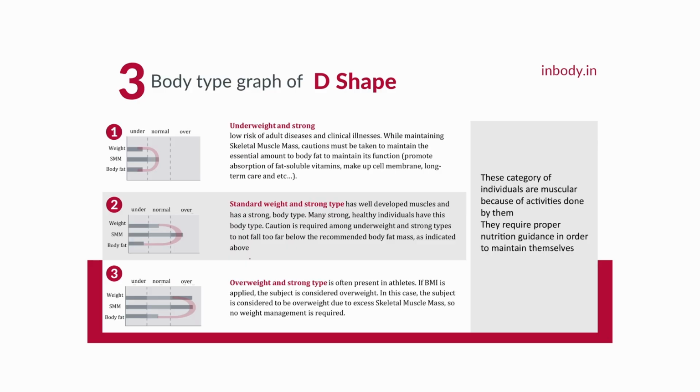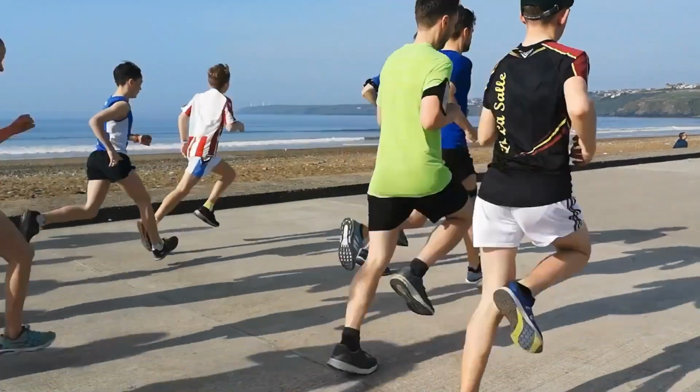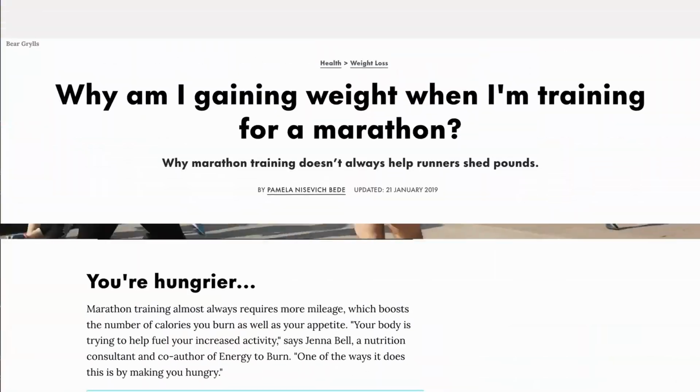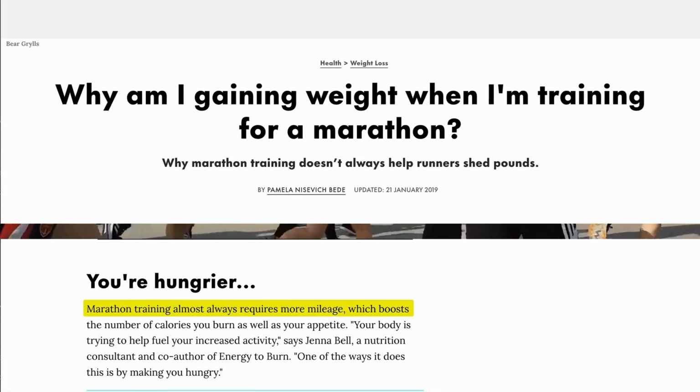The third type of the graphs which we form are the D-shaped graphs. The first one is underweight and strong. Imagine a marathon runner. Marathon runners normally have to maintain their weight a little less. If the person is playing in a lightweight category, then the weight is less, muscle mass is high, and body fat is also less. So, this is forming a D-shaped graph, but the person is underweight.